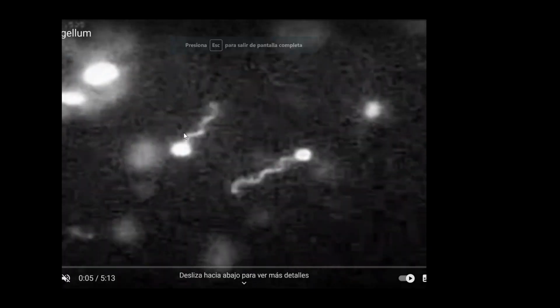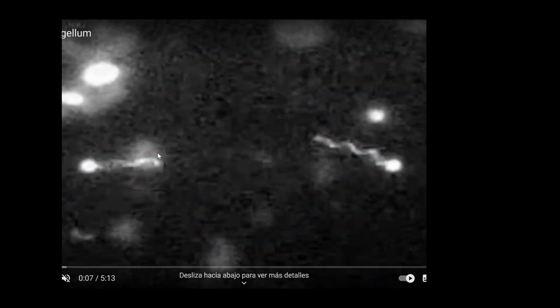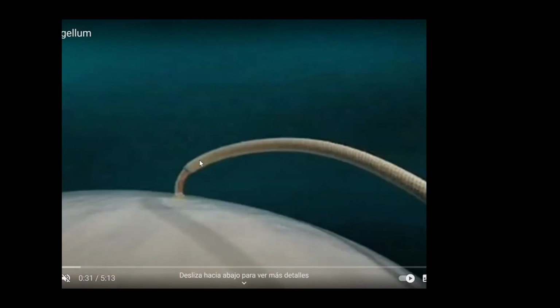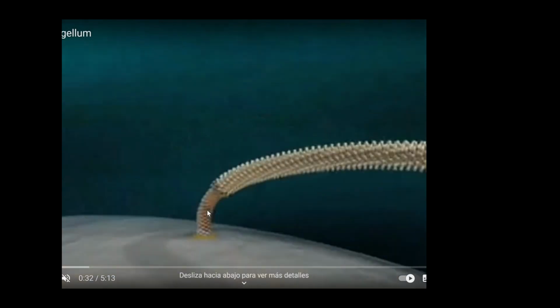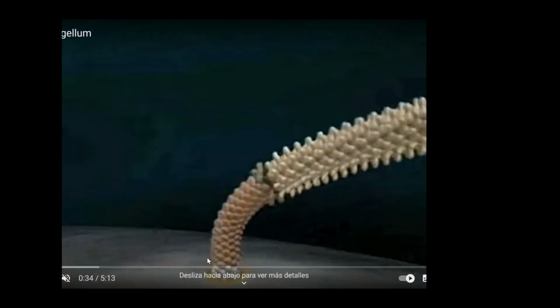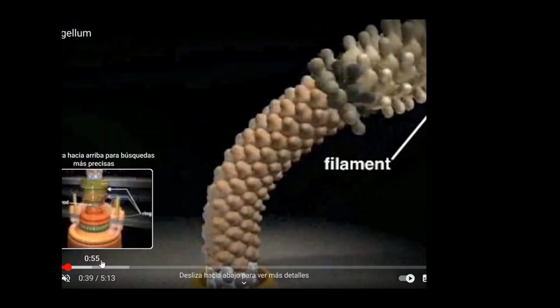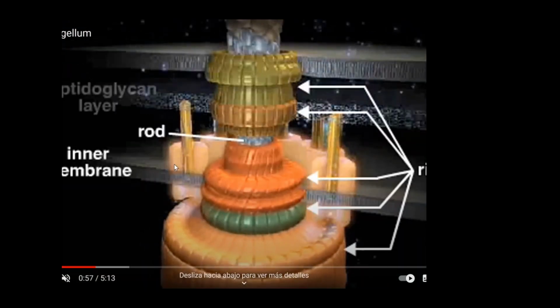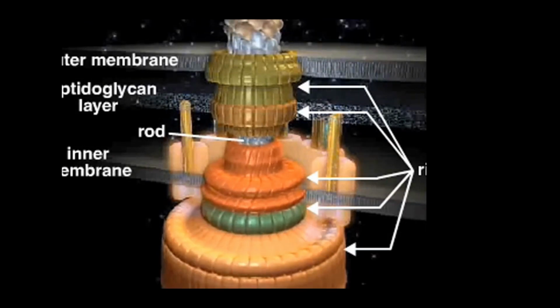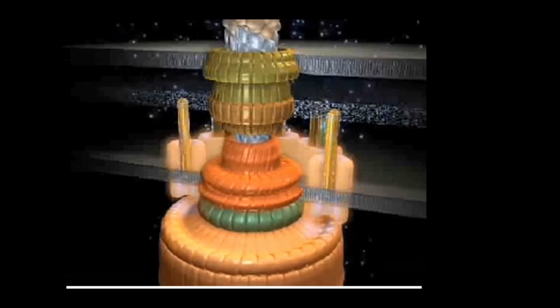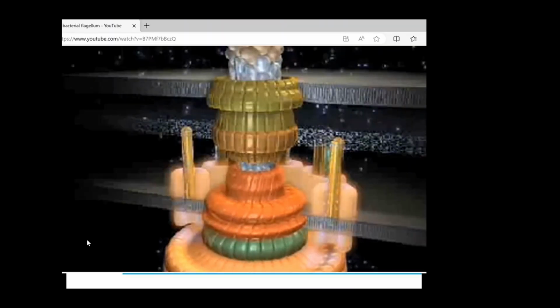So these are some bacteria, and these are the flagellum of this bacteria. There are filaments like this, and there is a motor there. Then this motor is rotating. What is actually happening? So let's go back to the beginning of the video.